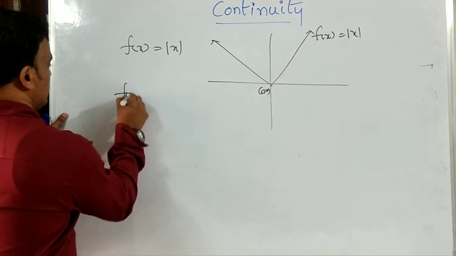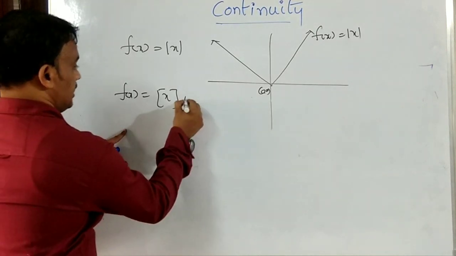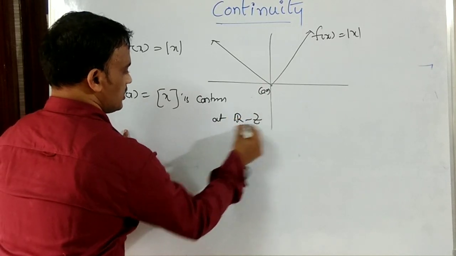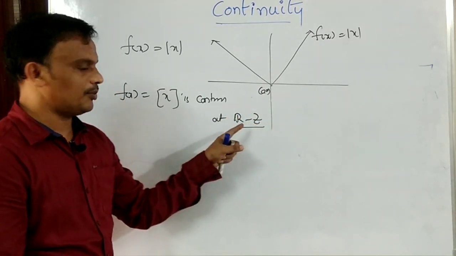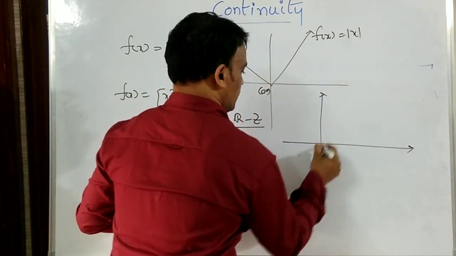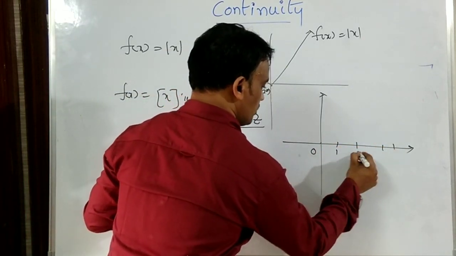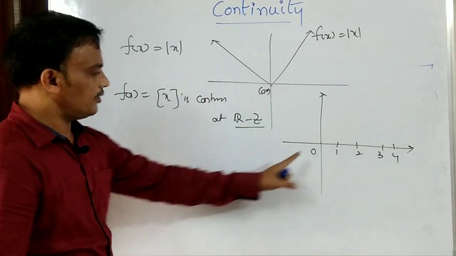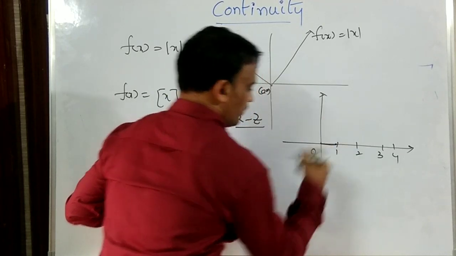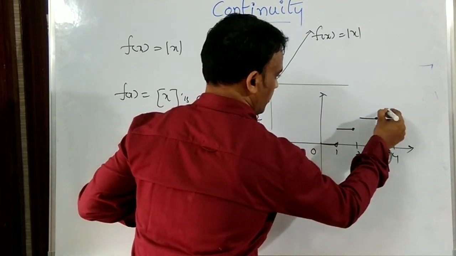Okay, and f of x equals step of x, the greatest integer function. The greatest integer function is continuous at all real numbers except the integers. Am I right? Let us see graphically. You know this one, the step function. Here 1, 2, 3, 4. When x lies between 0 and 1, the step of x is 0. This is the graph of the step function.